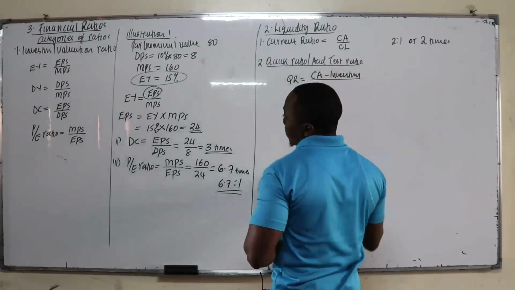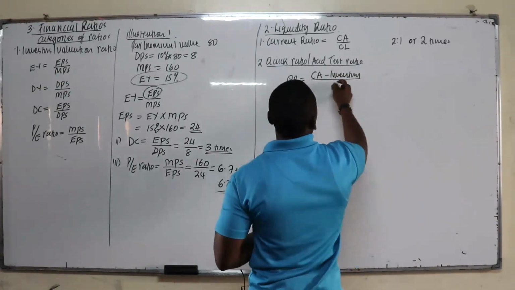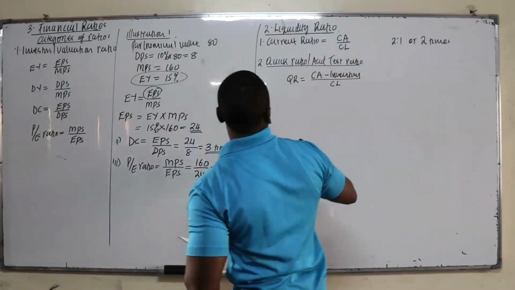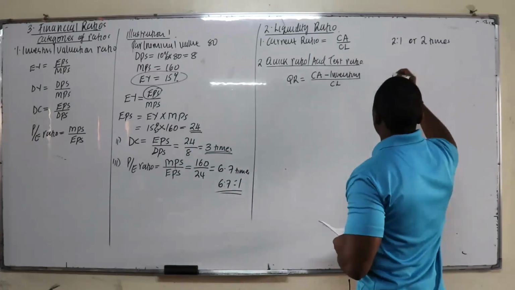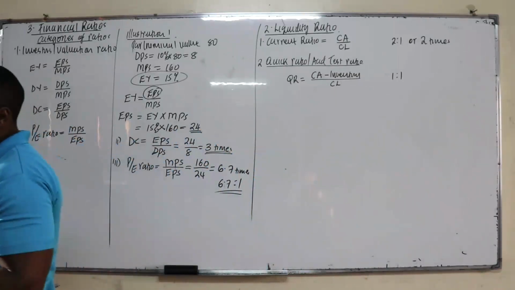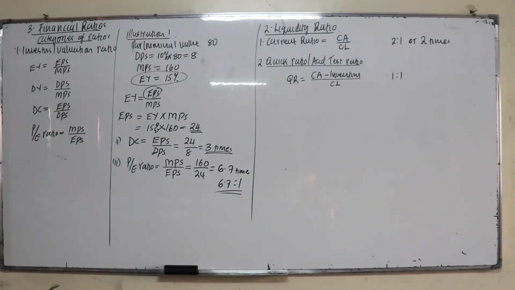so that you remain with the most liquid assets. Then you divide by the current liability. The recommended ratio is 1:1, which means they should at least be equal. This indicates the ability of the company to meet its current liability from its most liquid current assets. And the recommended quick ratio is 1:1. So you have the formula. Let's go to the other ratio.